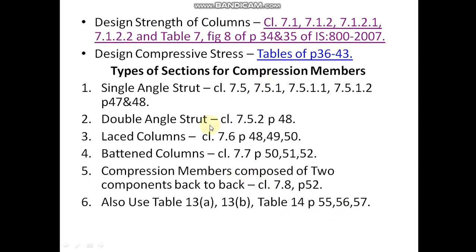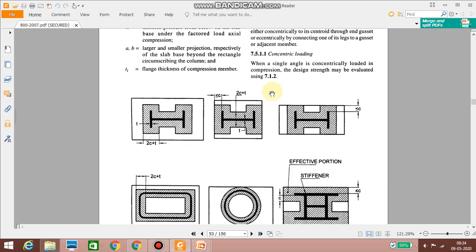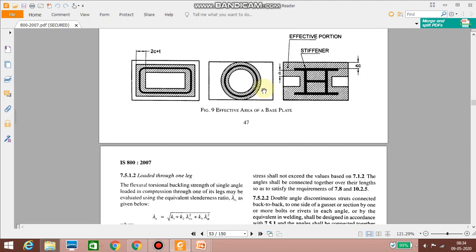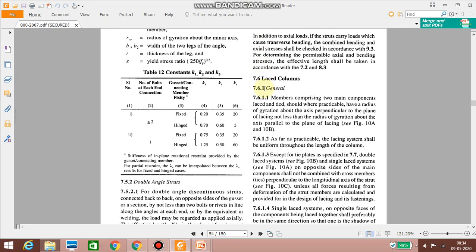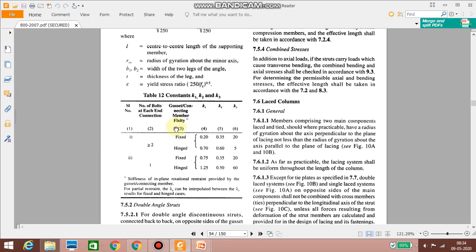Now we will look into 7.5, page number 47. So here single angle strut, the explanations are given. I will not go into the depth of all this. The single angle strut 7.5.1. Similarly, you can also find table number 12. Then 7.5.2, you can find double angle struts.